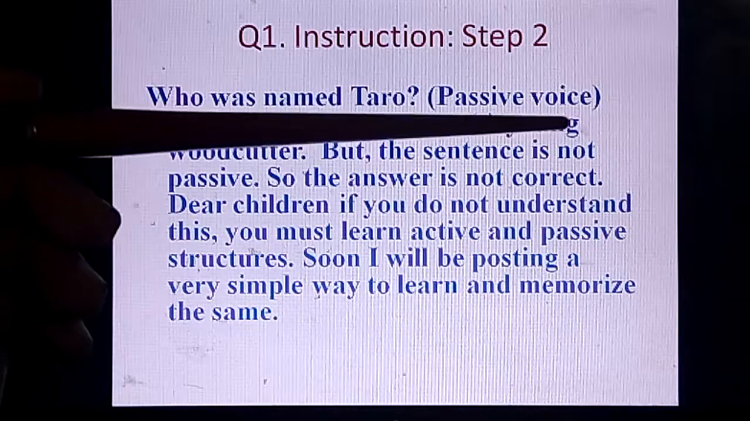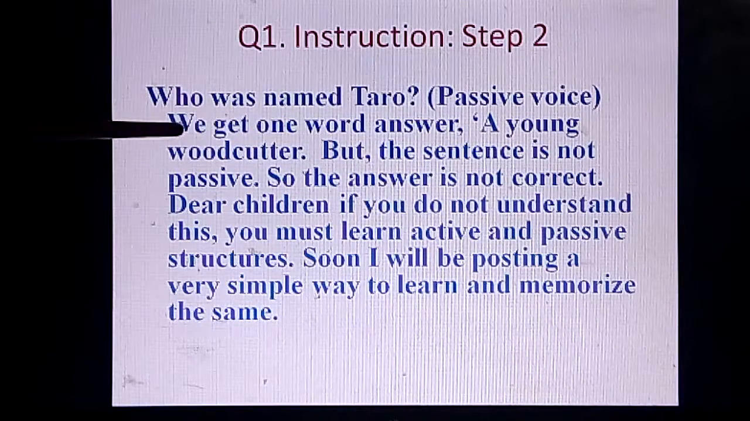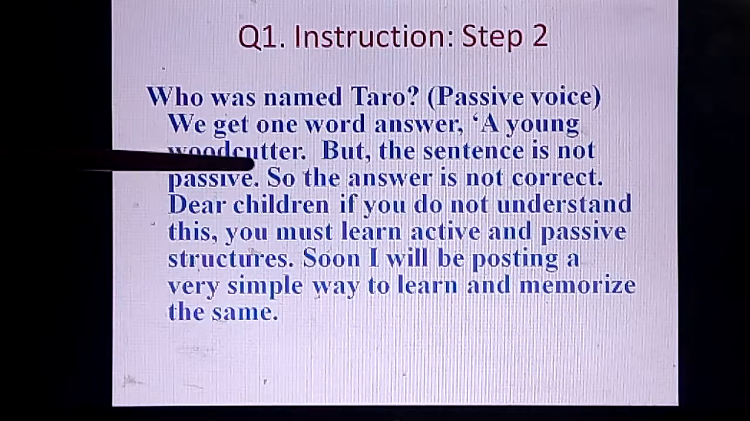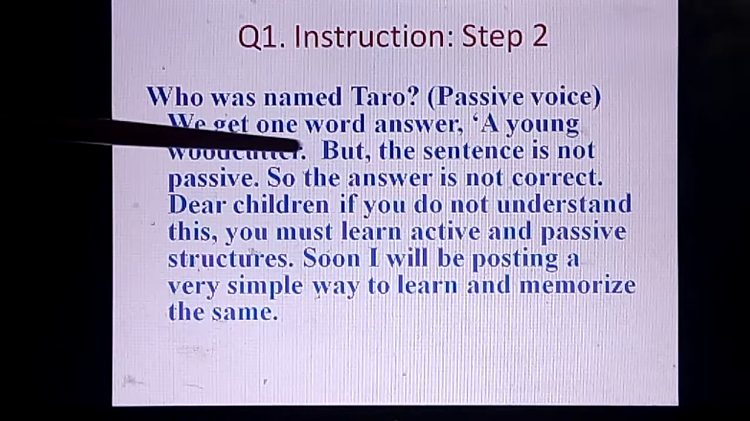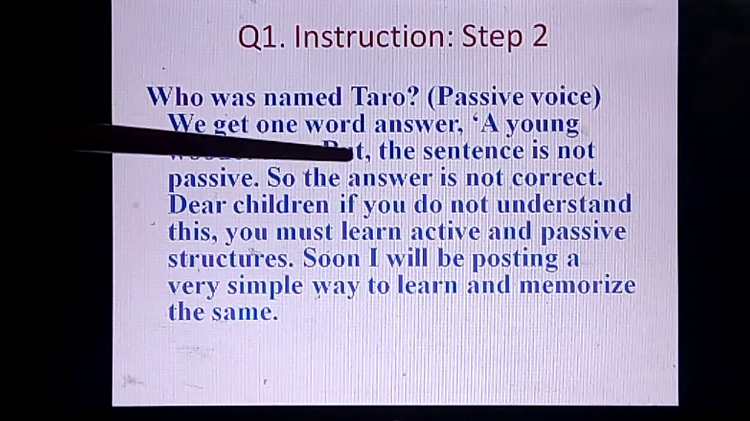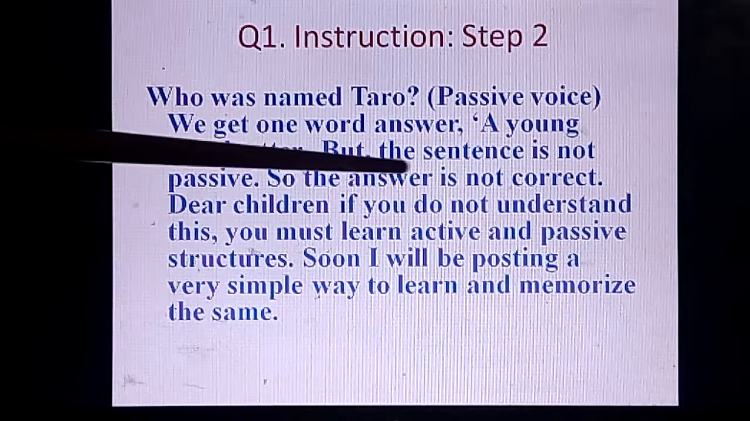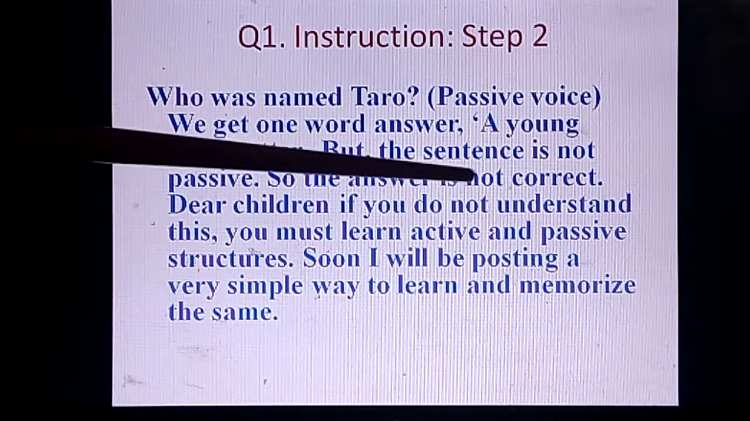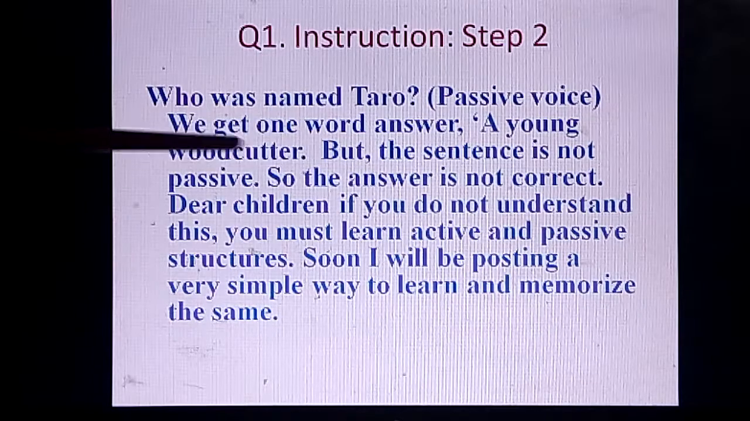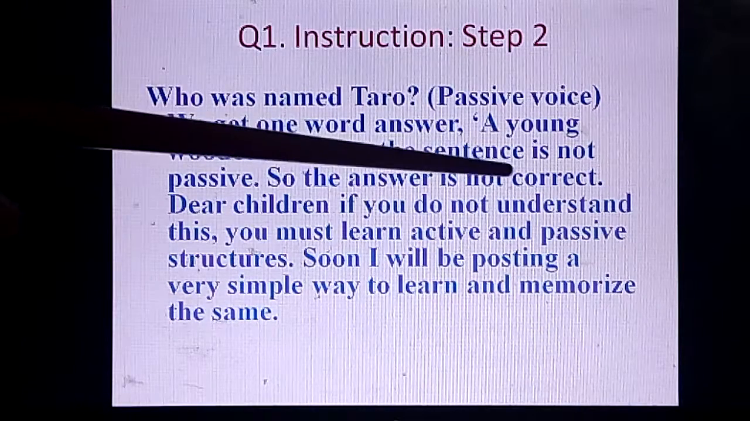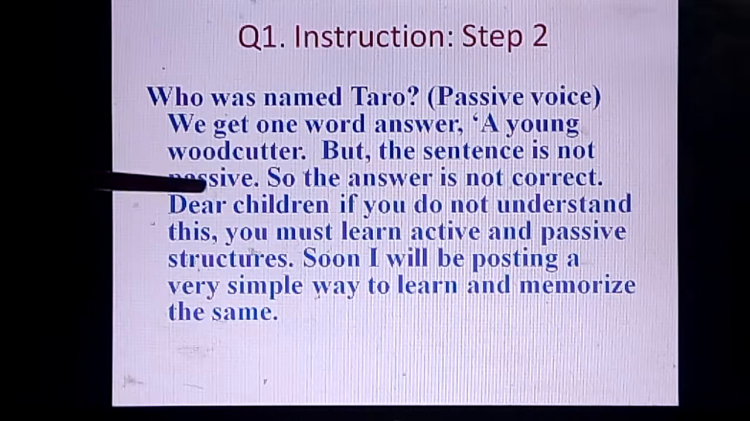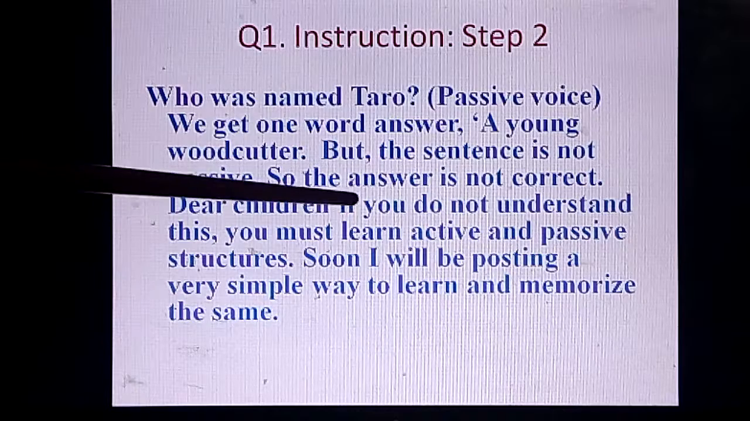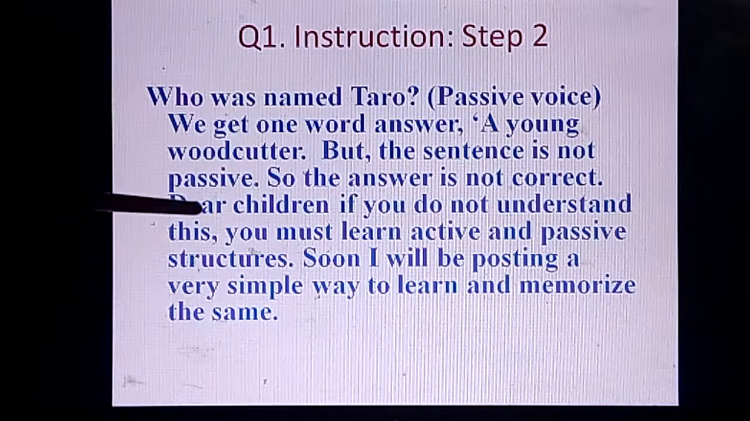Now this is a passive voice question, the same question in passive voice. We get a one-word answer, a young woodcutter, on our right, but we are not satisfied, because when we see the structure of the sentence, before the finite verb there are two or more explanations in the subject part. But the sentence is not passive, right? So the answer is not correct.